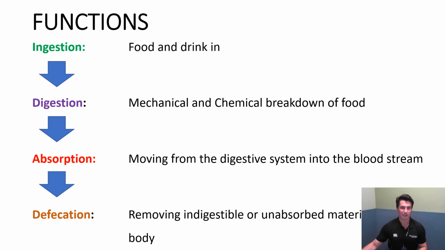Really basically, ingestion is the food and drink that we take in. Digestion is the mechanical and chemical breakdown of food. Absorption is moving from the digestive system into the bloodstream. So that's all of the broken down nutrients that our body needs going from our digestive system, moving across cell membranes into our bloodstream and then transported around. And then finally, defecation, which is the removal of indigestible or unabsorbed material from the body.